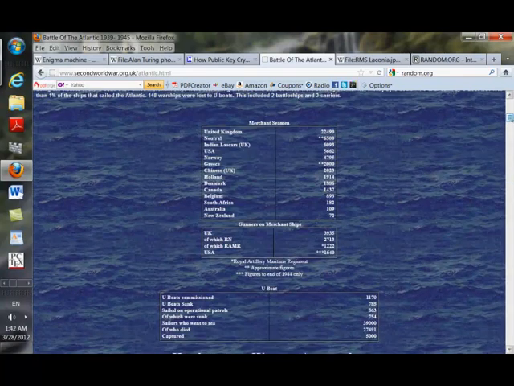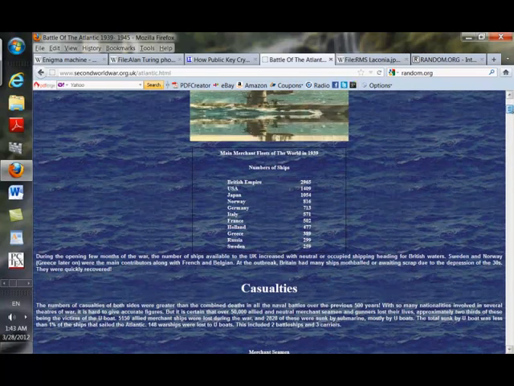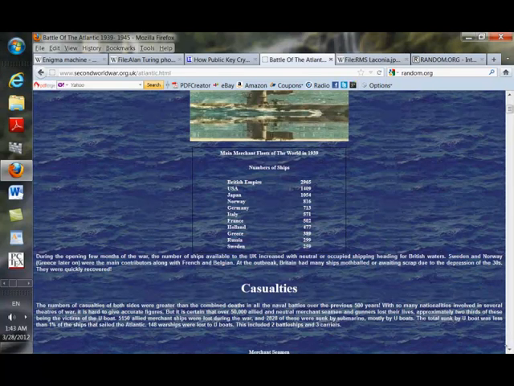The Battle of the Atlantic claimed many ships. Most of them were sunk by U-boats. The British Navy had the biggest numbers. You see here in the numbers, almost 3,000 ships. Even Greece had a lot of ships lost in the Battle of the Atlantic, although Greece didn't even have a big navy, not as big a navy as the British Empire and the United States.